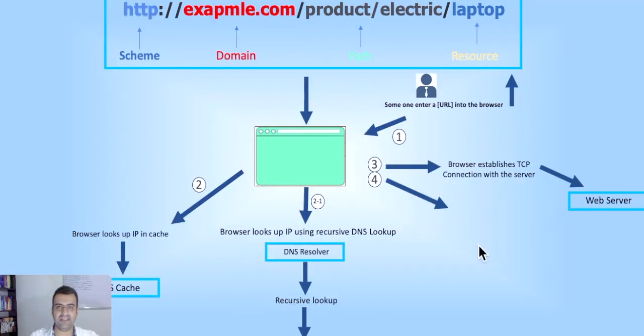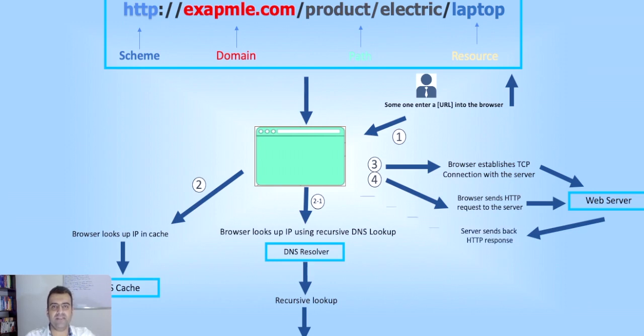Finally, the browser sends an HTTP request to the server over the established TCP connection. HTTP itself is a very simple protocol. Next, the server processes the request and sends back a response. The browser receives the response and renders the HTML content.